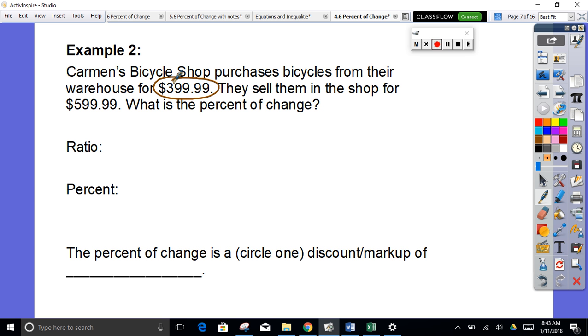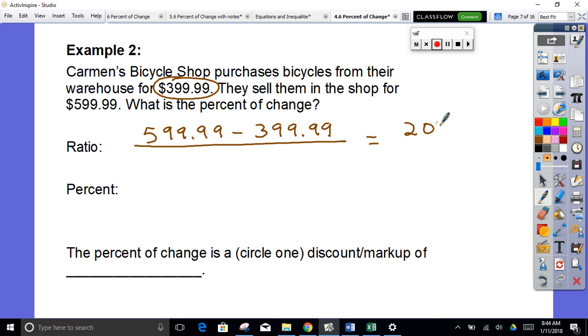Harley, what is the change? $200. Okay, and how did you find that change? $599.99 minus $399.99. Good, $599.99 minus $399.99, and we know that that's 200. I'm going to write that over here. What are we going to divide by here, Irene? We're going to divide by 399.99. Good.